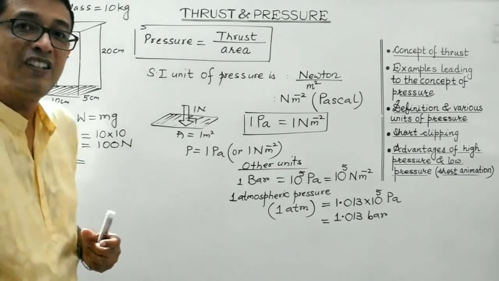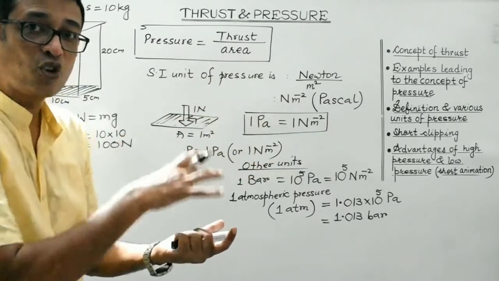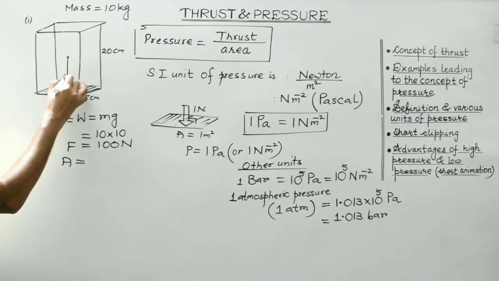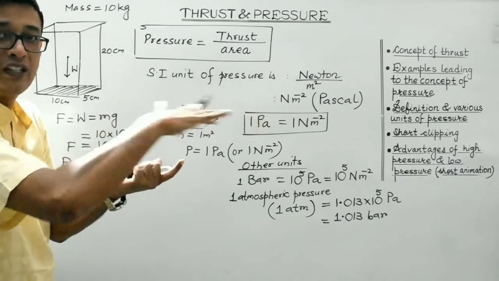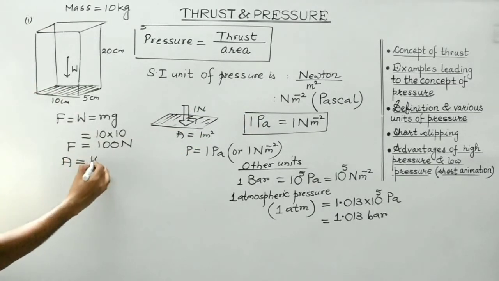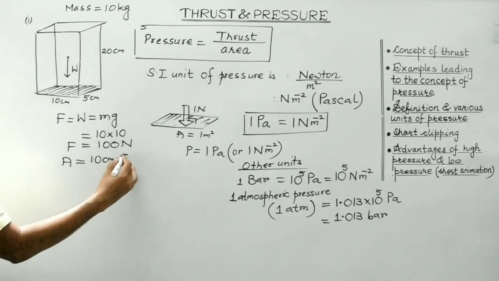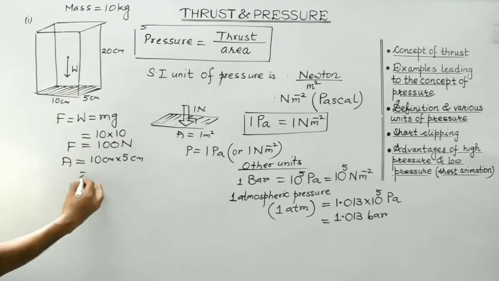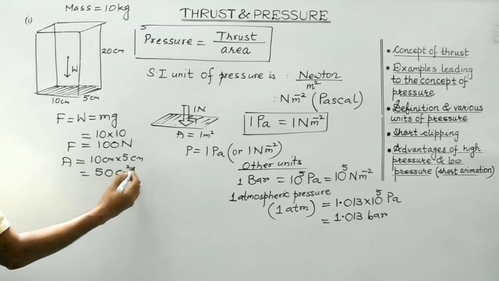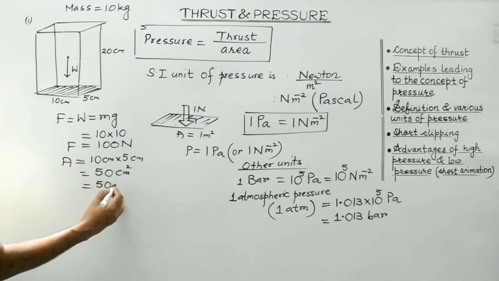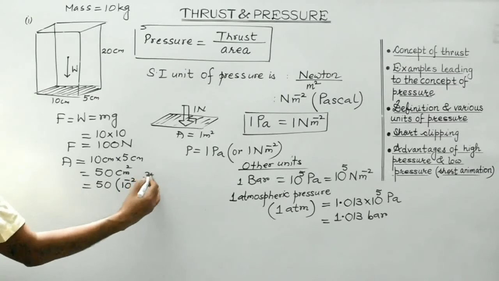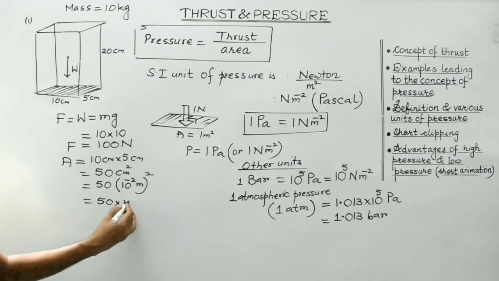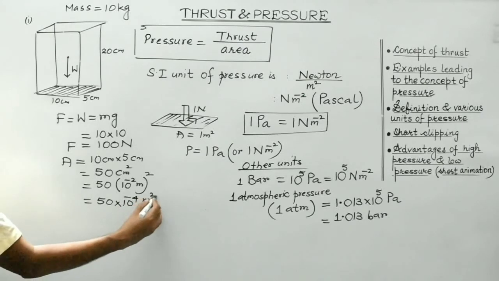And what about the area? Which area is to be considered? The area of the body which is in contact, right? Here the weight will be acting like this, and this is the area of contact placed on the supporting surface. So what will be the area? 10 centimeter into 5 centimeter, so it will be 50 centimeter square. Don't forget to convert it into meters. 1 centimeter is 10 to the power minus 2 meter, so we can write it as 50 into 10 to the power minus 4 meter square.